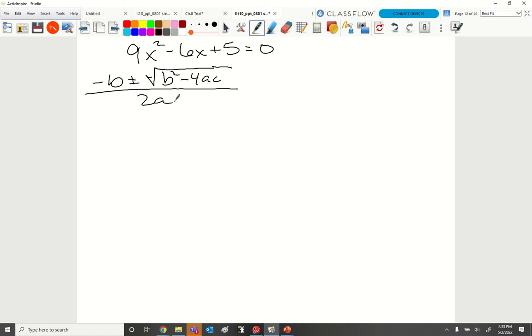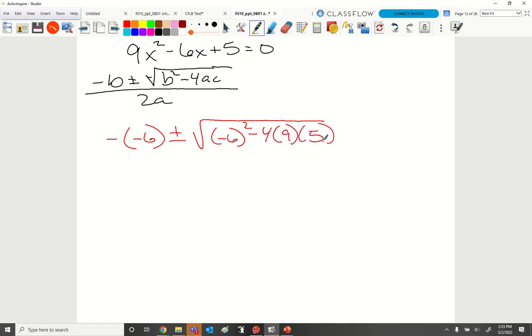So when I'm plugging in, I really want to make sure I plug in using parentheses, especially with these negatives. Because when I have two negatives next to each other, it becomes what? Positive, right? Two negatives become a positive. So I'm plugging those in. I get negative parentheses, negative 6, plus or minus the square root of parentheses negative 6 close squared, minus 4 times 9 times 5, all over 2 times 9.